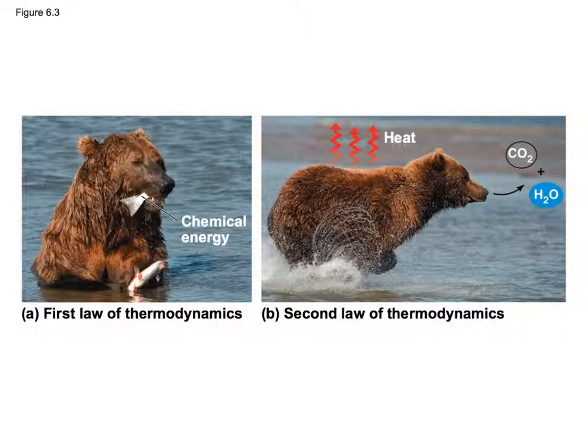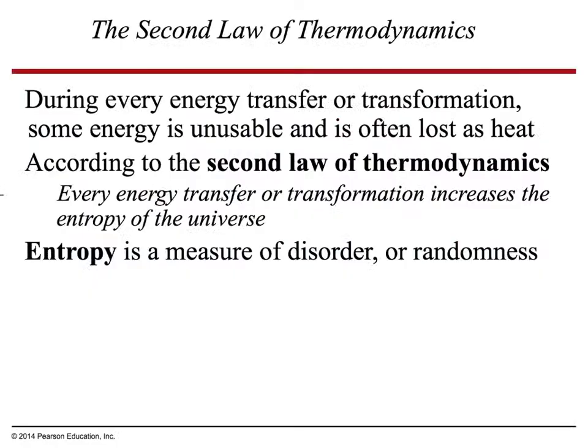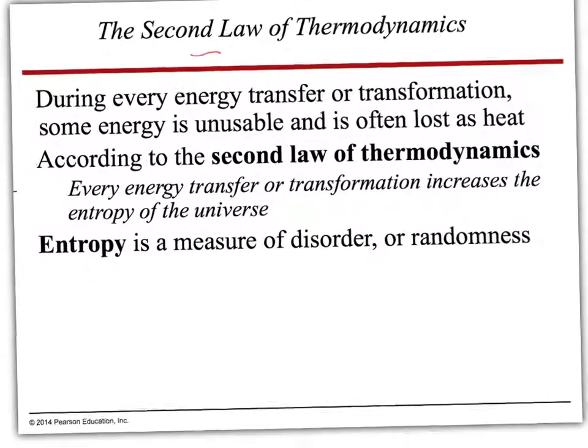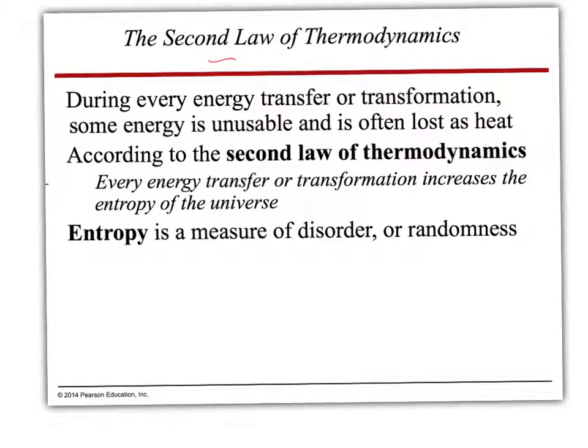And the second law of thermodynamics, right, states that heat is eventually lost to the environment. All right? So during every energy transfer or transformation, some energy is not usable. Okay? We can become very efficient in moving and transferring energy from one form to another. All right? However, we are never 100% efficient in saving that energy.